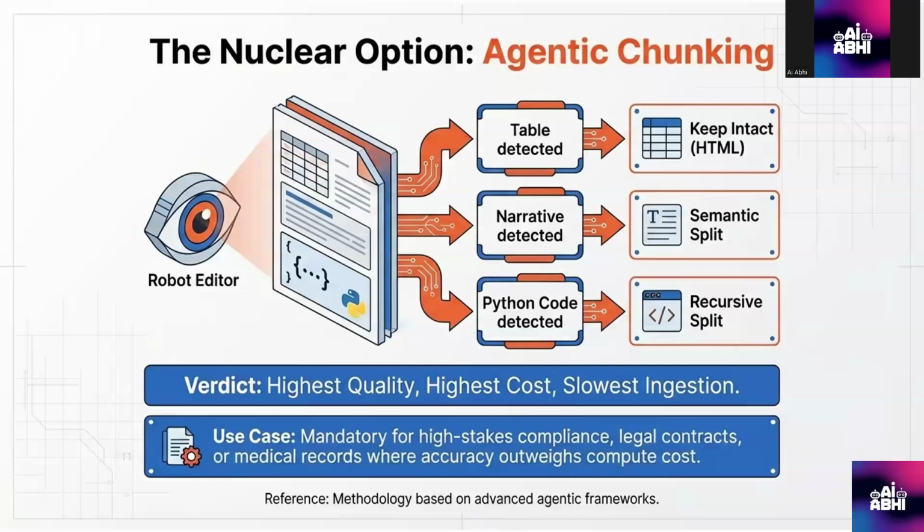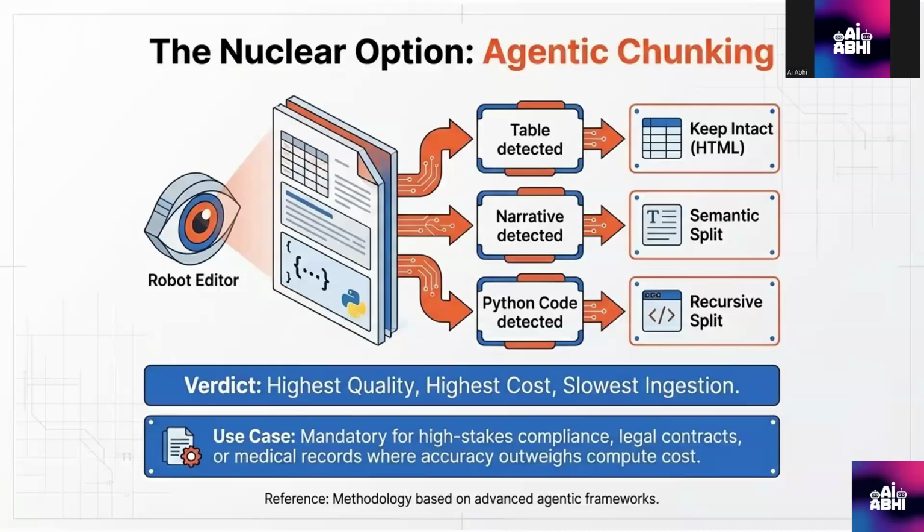So the results can be excellent, but the cost is real. You're making multiple LLM calls per document. For a 100-page manual that adds up fast. This is for high-stakes applications where retrieval quality matters more than cost. Think legal, medical, or compliance.